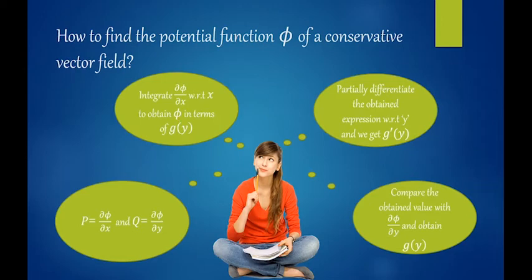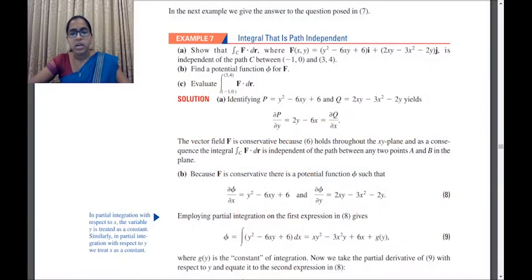So these are the basic 4 steps that you have to keep in mind to do the problems regarding the determination of the potential function phi of a conservative vector field. Now let's do a problem which is given in your textbook as an example. Example 7 has 3 parts.